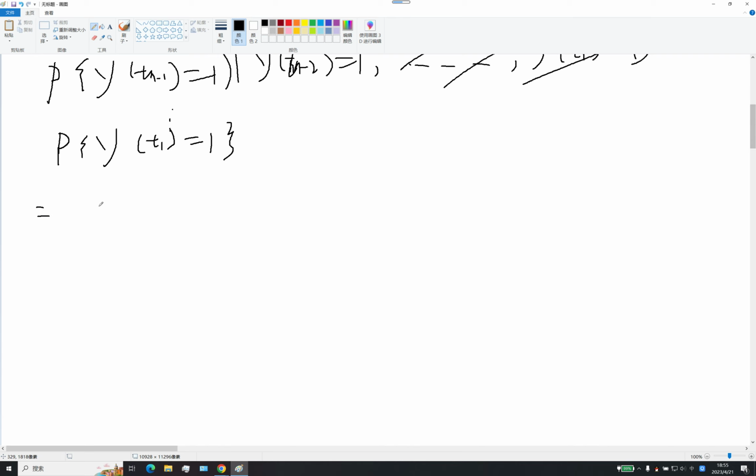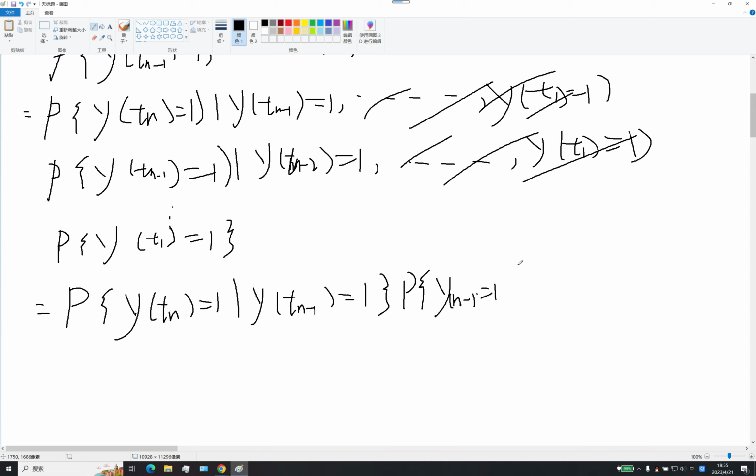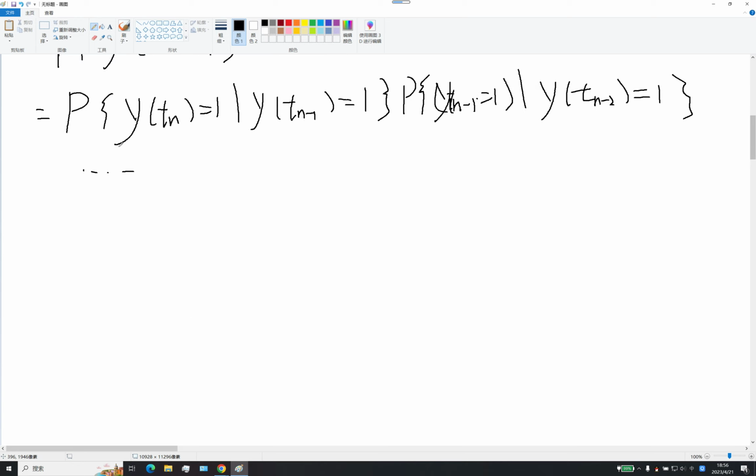So the probability form we can write is P(y(tn) = 1) on the condition of y(tn-1) = 1, and multiplied by the second part, P(y(tn-1) = 1) on the condition of y(tn-2) = 1, and so on, and the last part is P(y(t1) = 1).